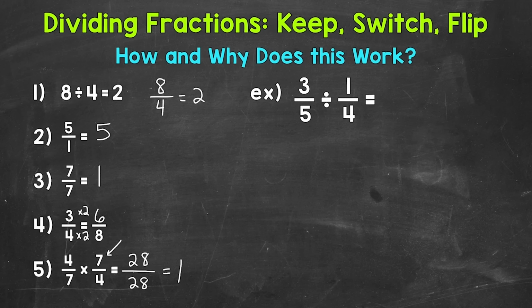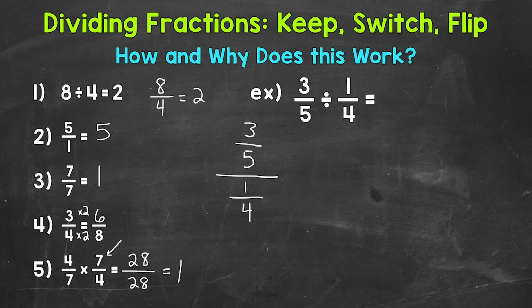We get 3/5 over 1/4. This gives us a fraction over a fraction. So 2 fractions making up 1 fraction. This is called a complex fraction. A complex fraction is a fraction where the numerator, denominator, or both are a fraction.